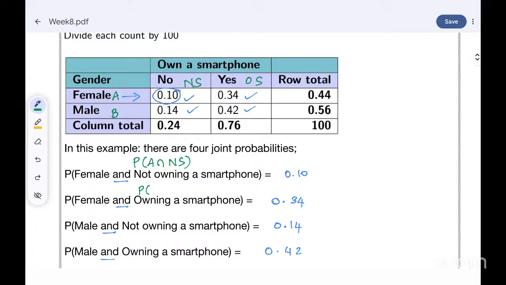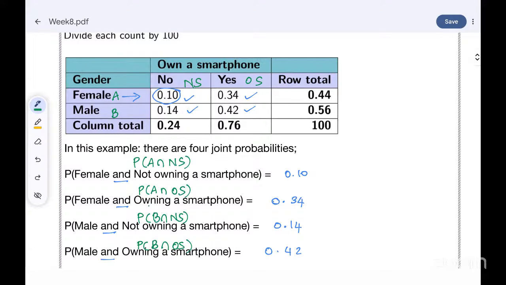What is the second one representing? Probability of A intersection OS, owning. Similarly, probability of B intersection NS and probability of B intersection OS. So all these are joint probabilities.